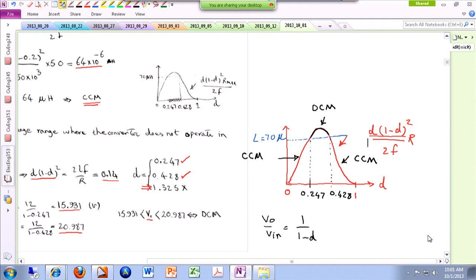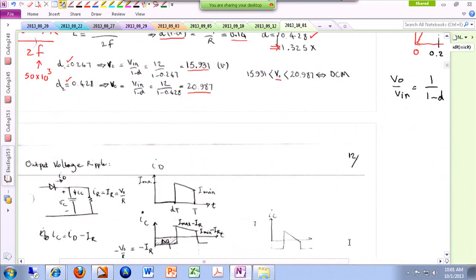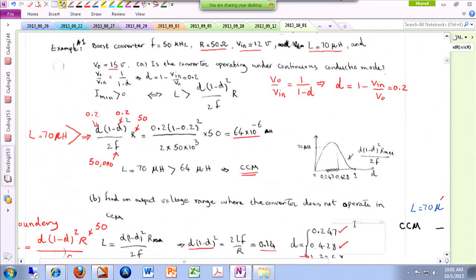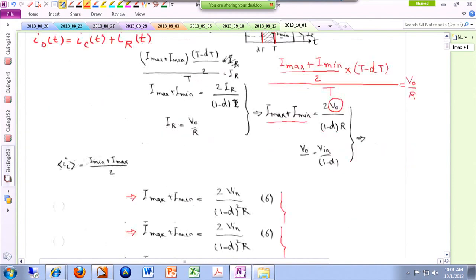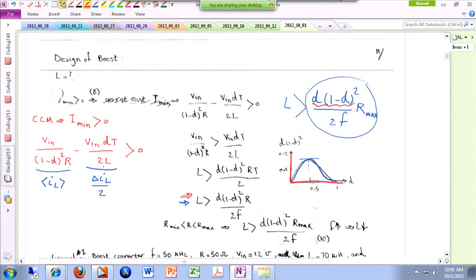So this is how you find the range or the area in which you are operating under CCM. What we did was we started with the waveform of the diode current, and we ended up finding an expression for the minimum value of the inductor current, and that expression led to a design equation, which is a very, very important design equation to size the required inductor. So we know how to design the inductor now.